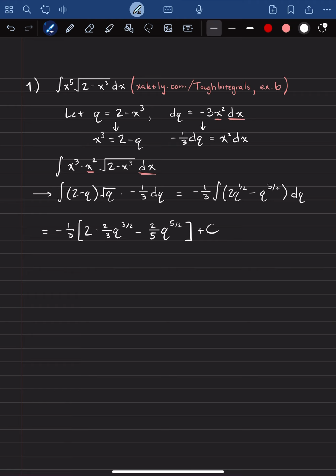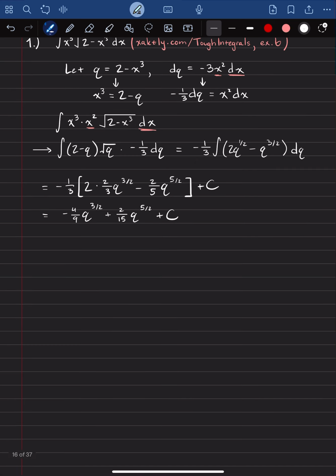And we're just going to simplify. And then I'll replace q with 2 minus x cubed at the very end. So we'll have this -4/9 q to the 3/2. So we have a negative times a negative. That'll be a positive 2/15 q to the 5/2 plus c.